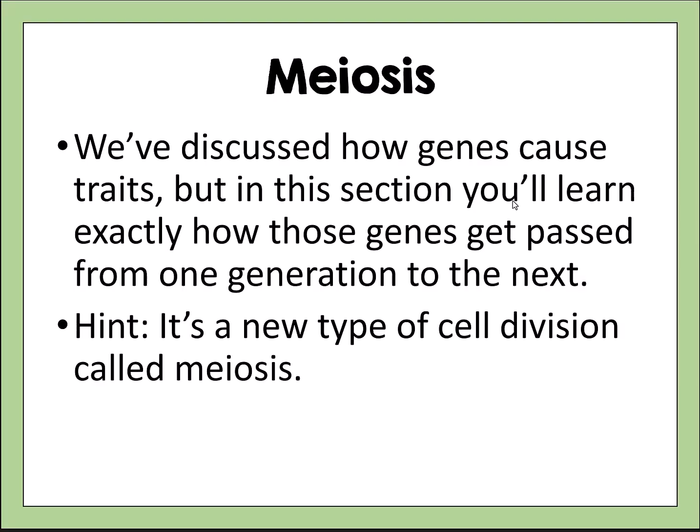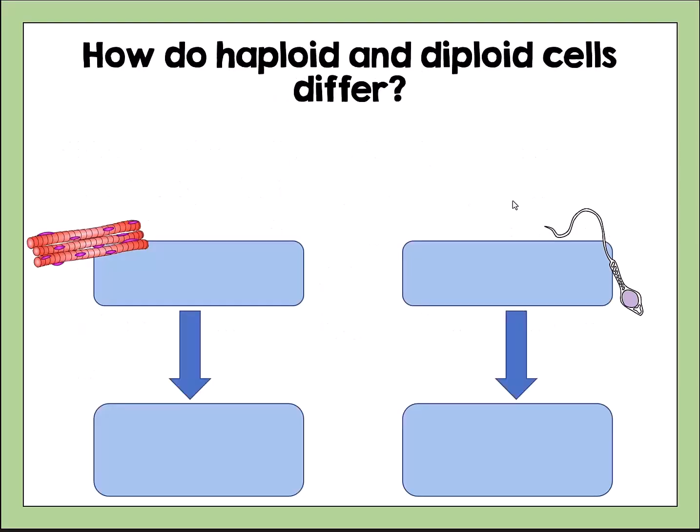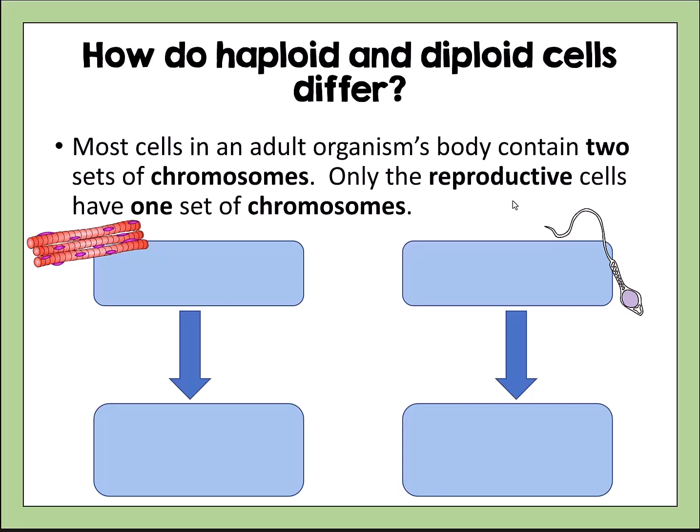So as we get into the study here of meiosis, we're going to go through some terminology first. Then we'll go through the overview of the process. So let's start with haploid and diploid cells. How do haploid and diploid cells differ? Well, most cells in an adult organism's body contain two sets of chromosomes. One set of chromosomes came from their mother, and one set of chromosomes came from their father.